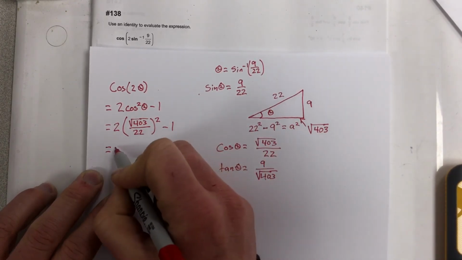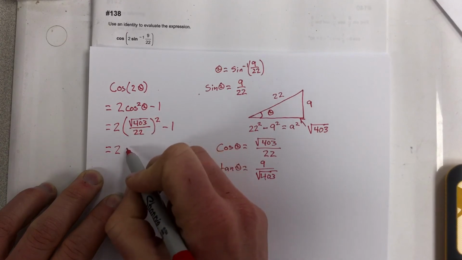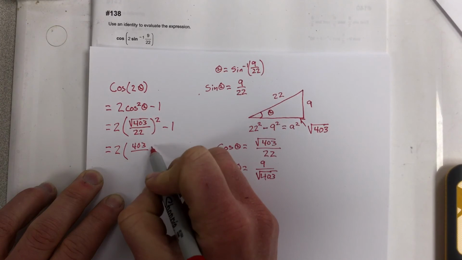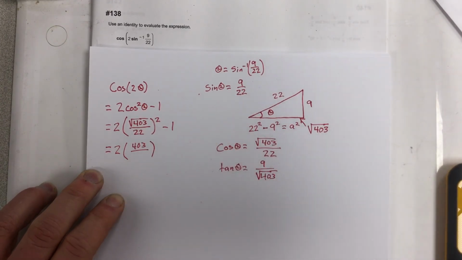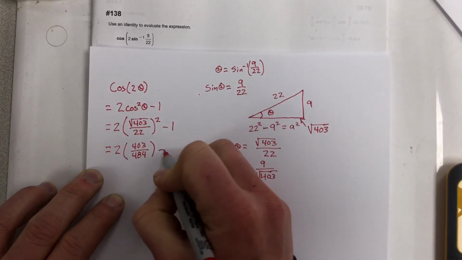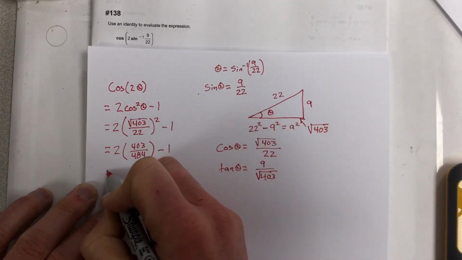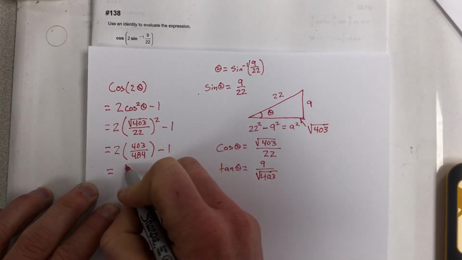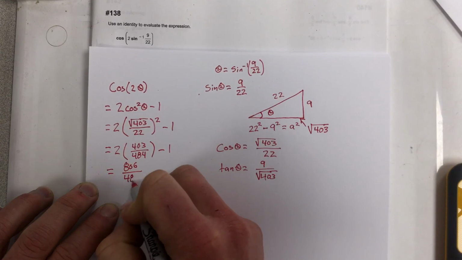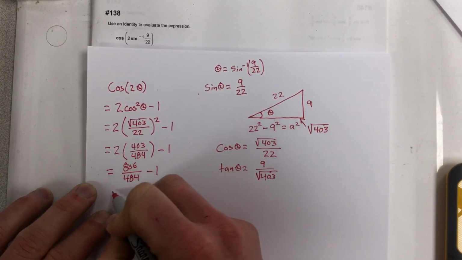So that's going to be 2 times 403 over, let's do 22 squared, get 484, minus 1. Get 2 times 403, that's 806 over 484 minus 1.